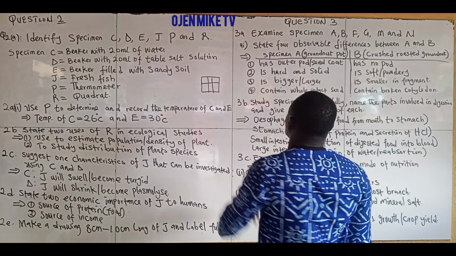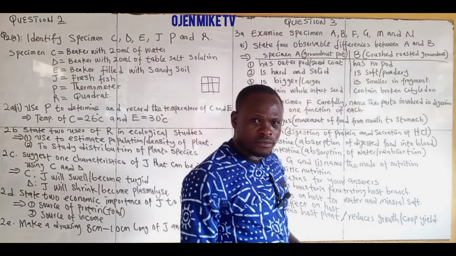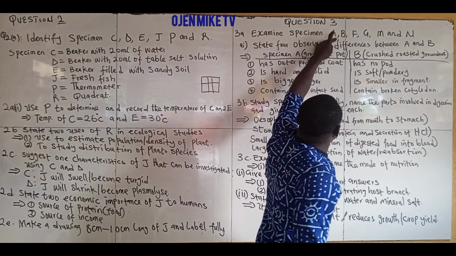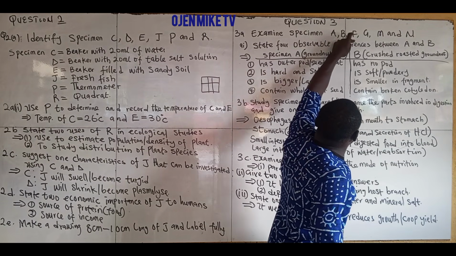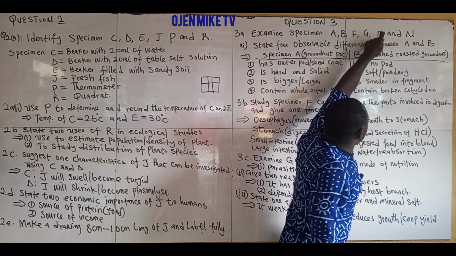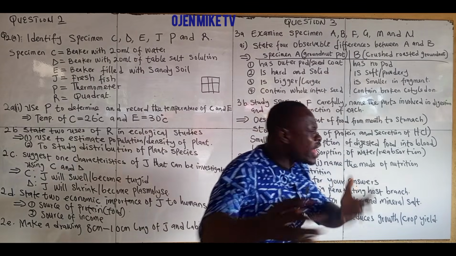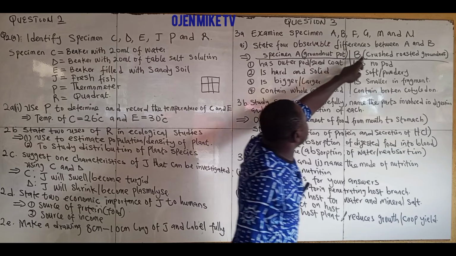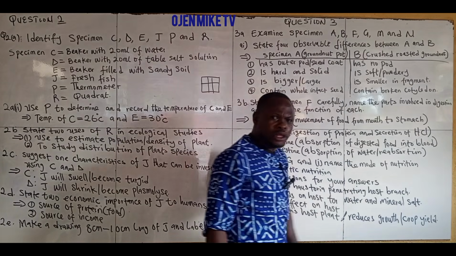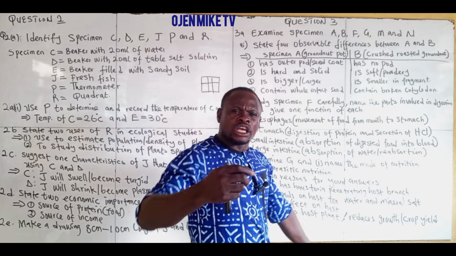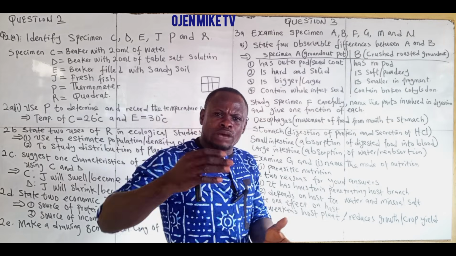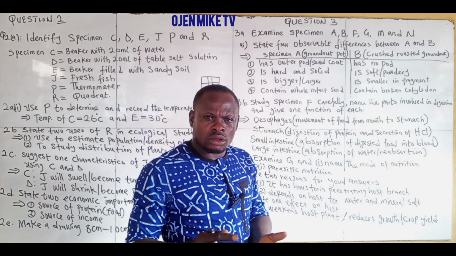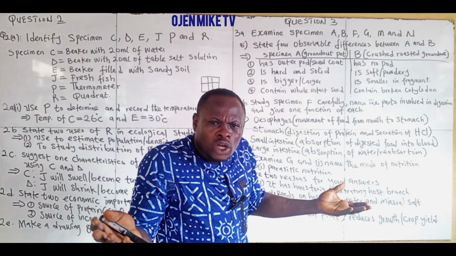Let's proceed. Going to question number 3. Question number 3 says, examine specimen A, B, F, G, M, and N. When you examine them, what are you going to see? State 4 observable differences between specimen A and B. Specimen A is what? Is groundnut pod, while specimen B is what? Is crushed groundnut seed.